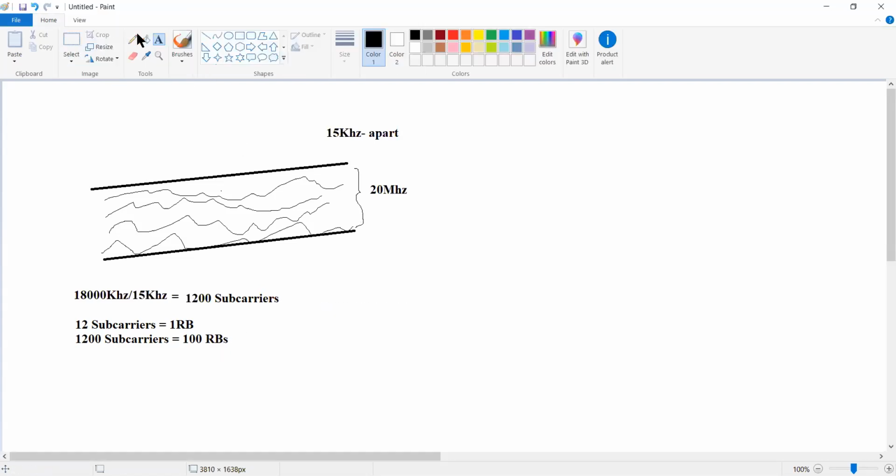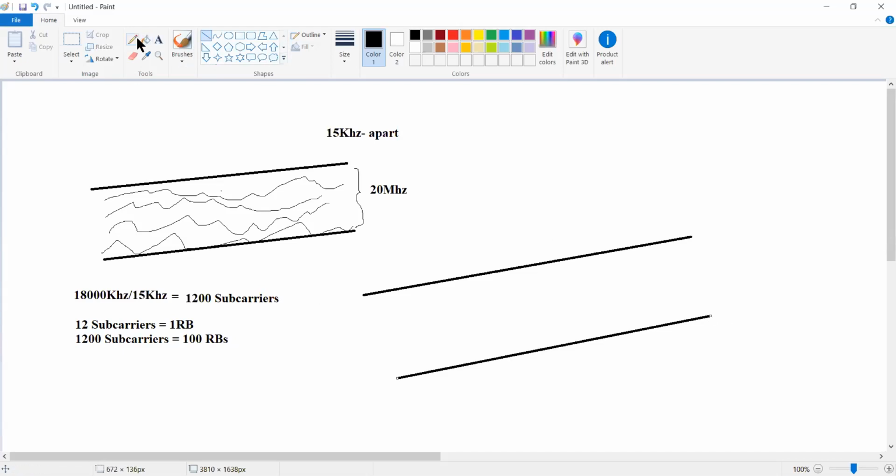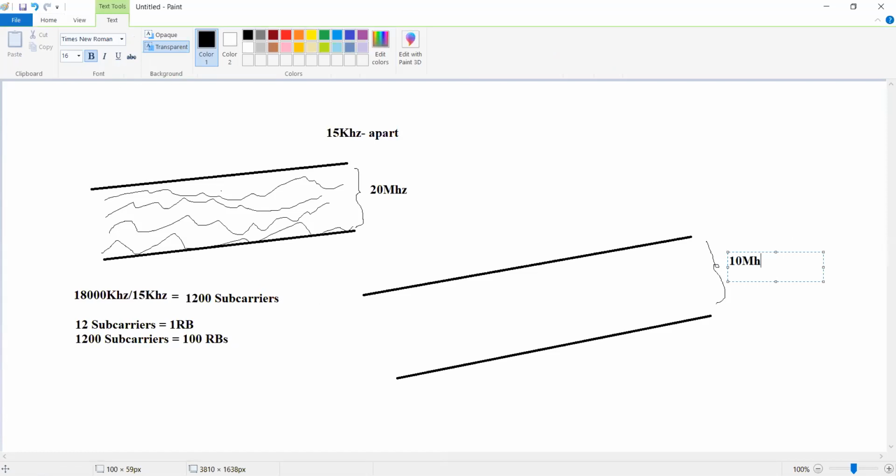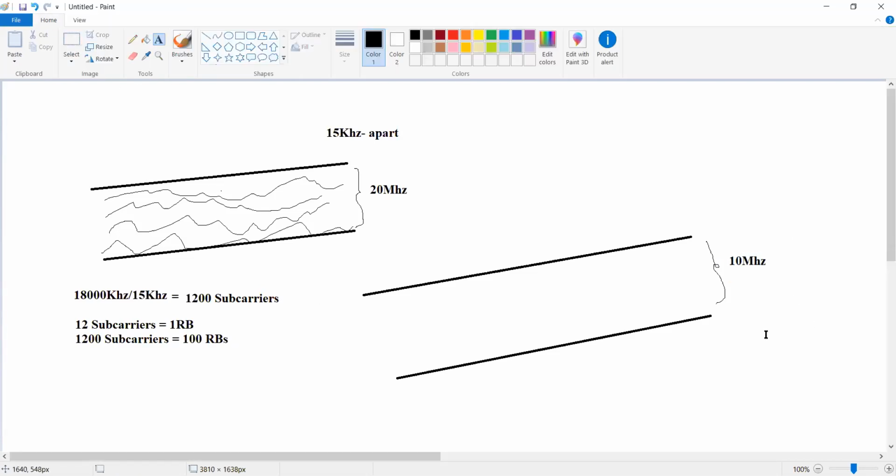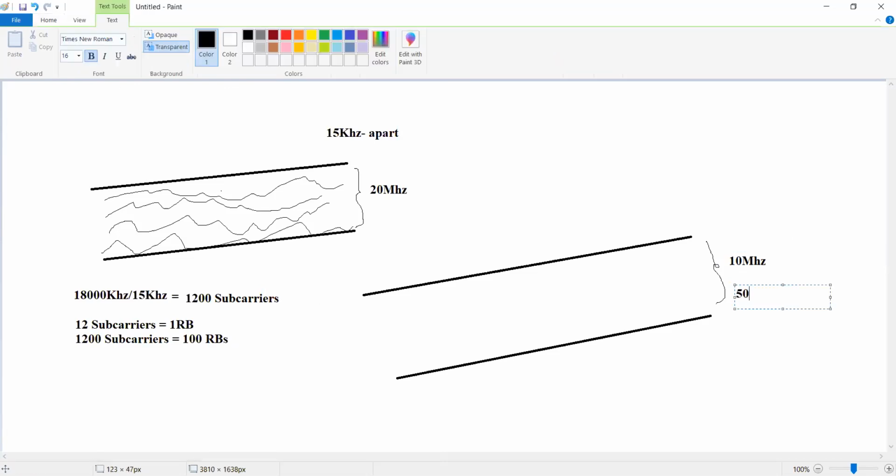Suppose our bandwidth is only 10 megahertz. Then similarly, for 20 megahertz bandwidth it is 100 RBs, and for 10 megahertz bandwidth it's obviously 50 RBs, right? 50 resource blocks. No need to calculate again. You can understand resource blocks.